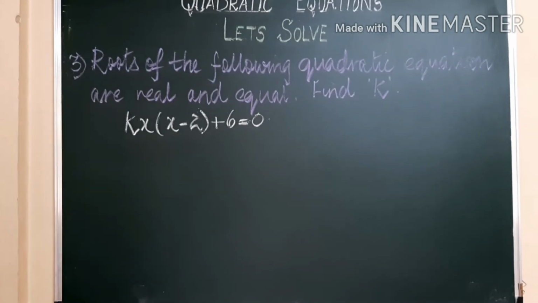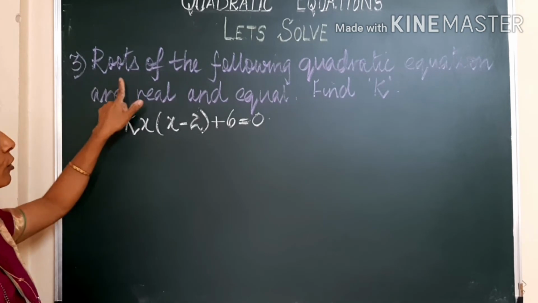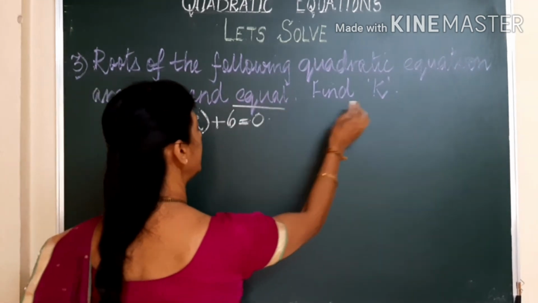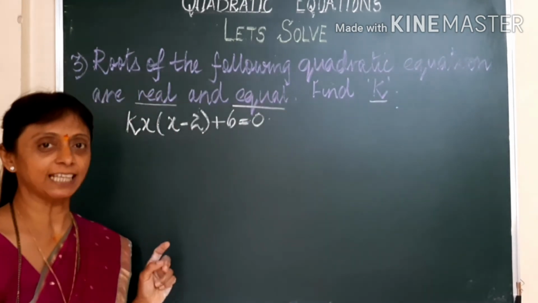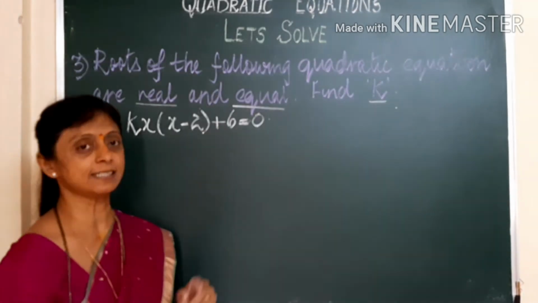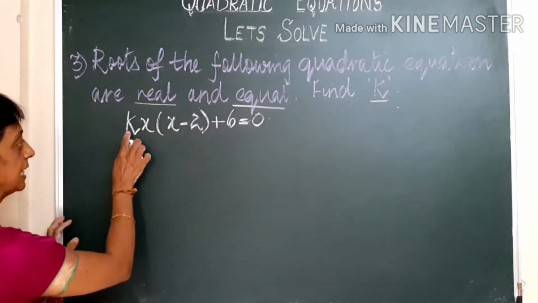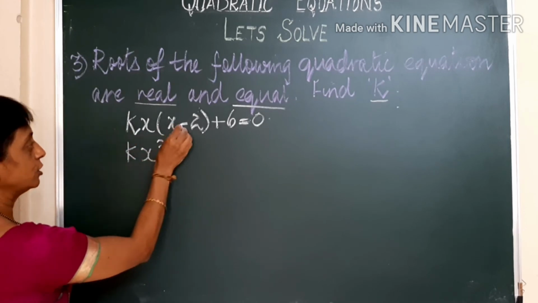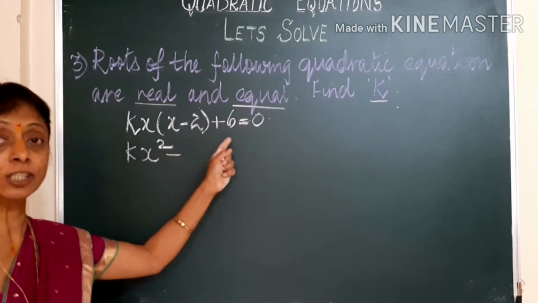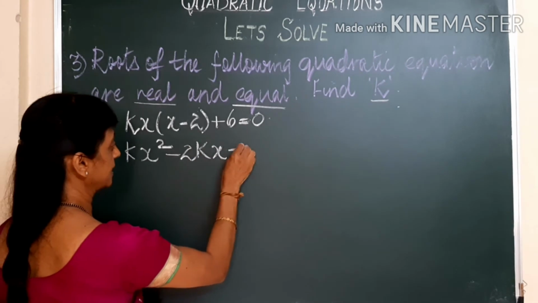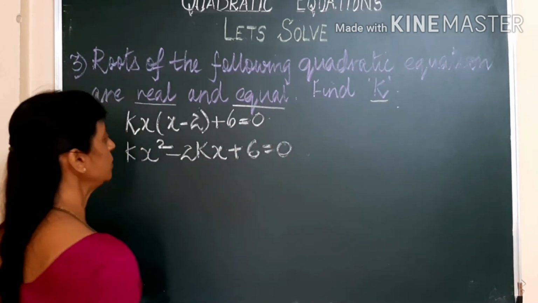Now into solving the next problem, children. Let's read the problem. Roots of the following quadratic equation are again real and equal. Find k, and the given quadratic equation is kx into bracket x minus 2 plus 6 is equal to 0. Now first let's open the bracket and make it a proper equation. kx into x will be kx square, plus into minus gives you minus, kx into 2 will give you 2kx, plus 6 which is equal to 0.